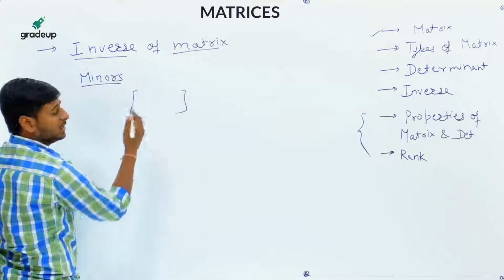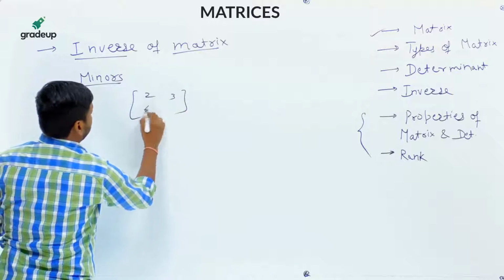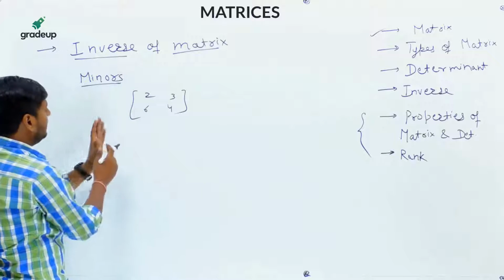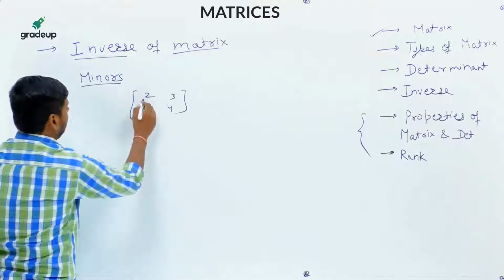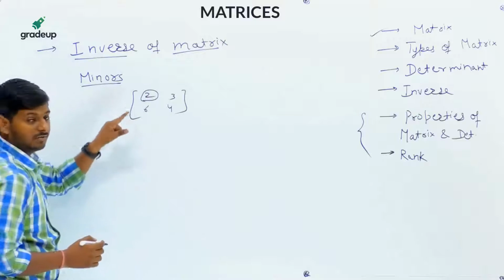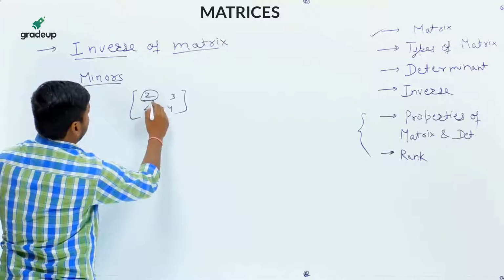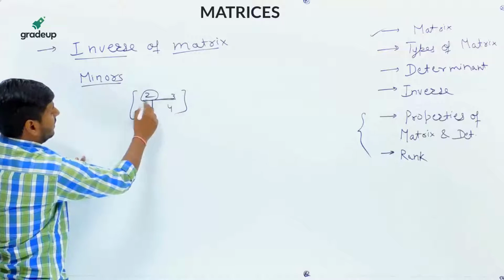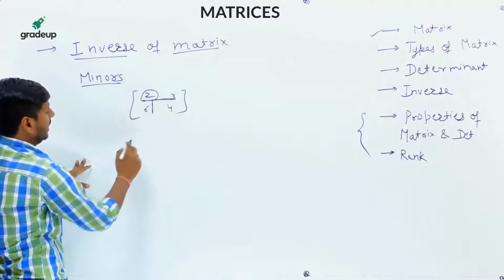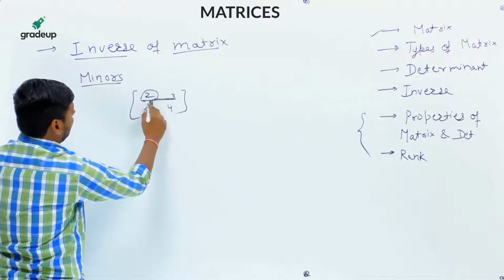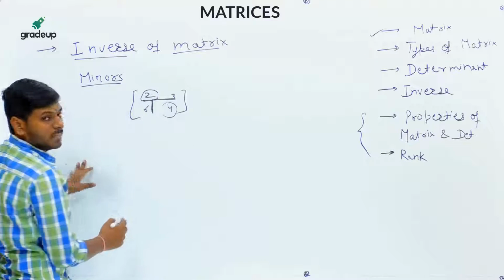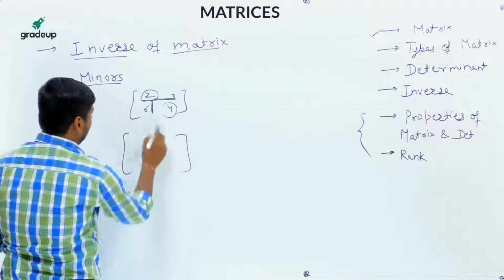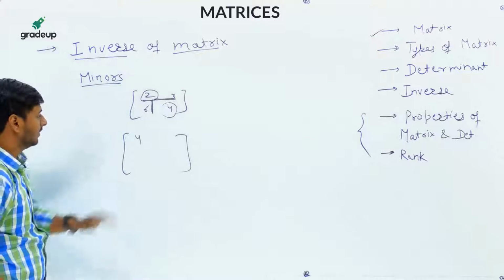We again take the same matrix, 2, 3, 6, 4. Now, every element of a matrix has a minor. For example, take the element A11. To find its minor, we first remove the first row and first column, because we took element A11. If we remove the first row and first column, we are left with 4. So 4 is the minor of element A11, and we will write 4 here at A11.